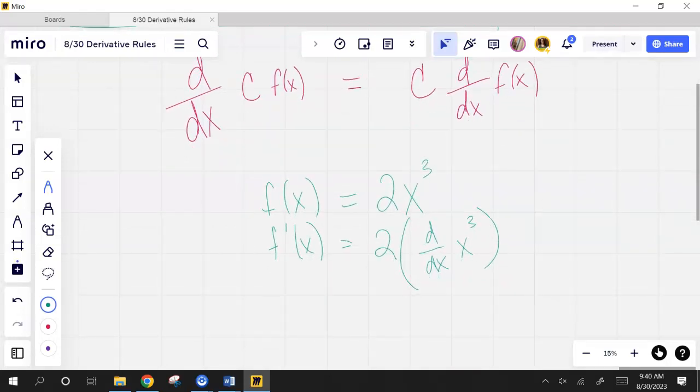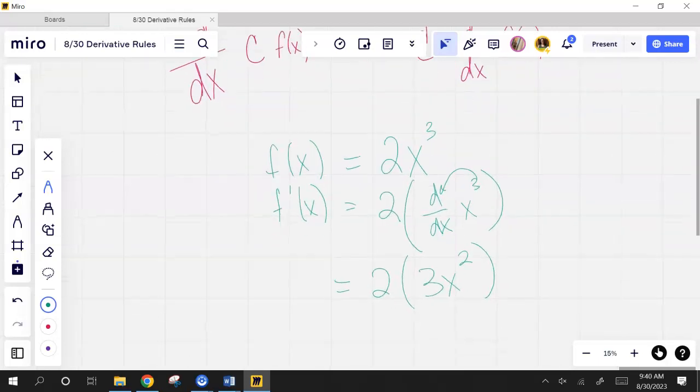What's the first rule that I told you about? This comes around front, so 3x squared, so it's 6x squared. Now you don't have to show all those intermediate steps there. I'm just showing you why it works, why that constant multiple rule works.